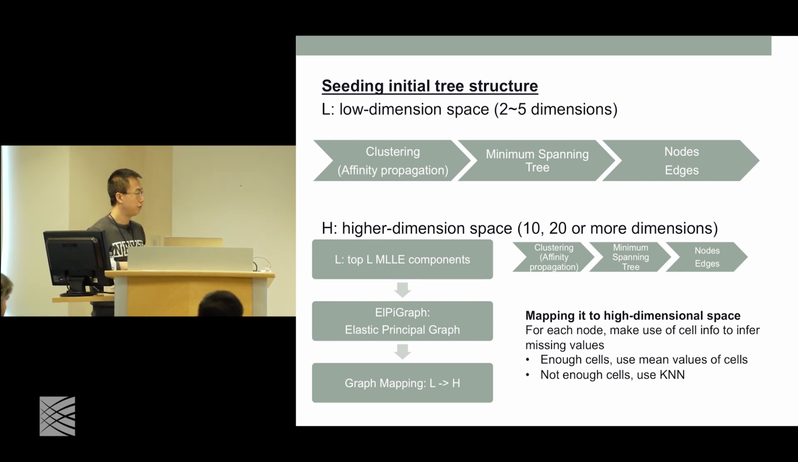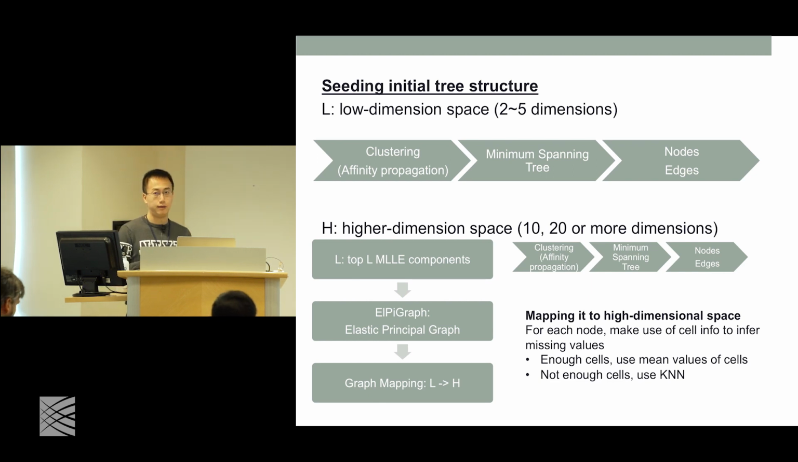But how should we map that? Because this graph is learned in the low-dimensional space, there will be some coordinates missing if we want to go to the higher dimension. But luckily, we have all of the cell information, and we also have the cell-edge assignment information. So we can make good use of the cell information to infer the missing values in the high dimensional space. After this step, we get the initial node and edge information, and then we run the second round of elastic principal graph in the high dimensional space.